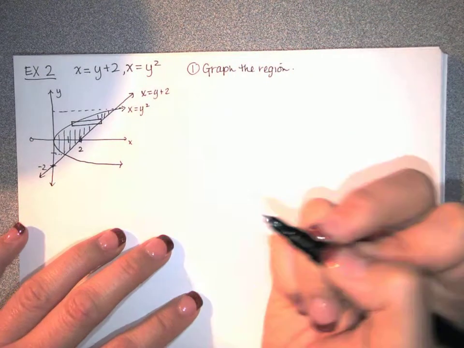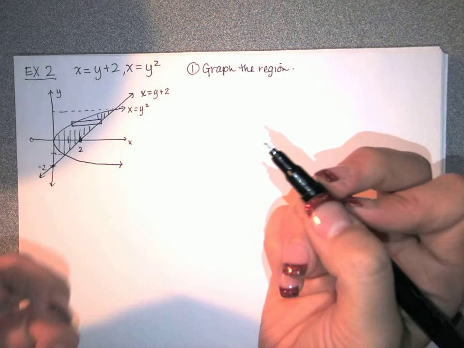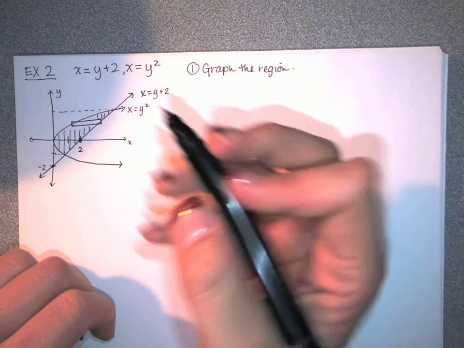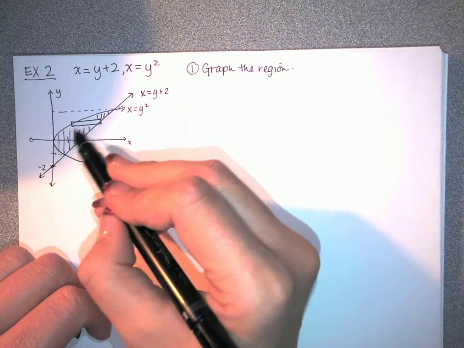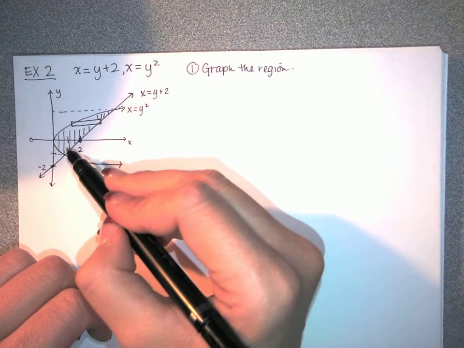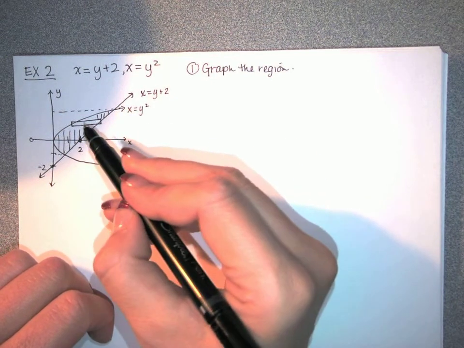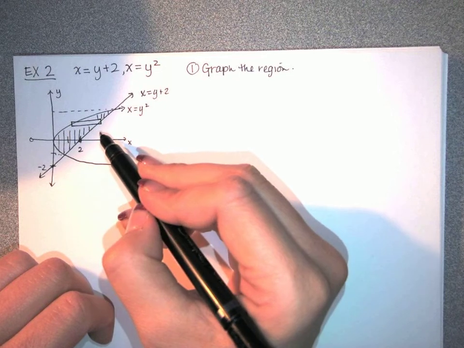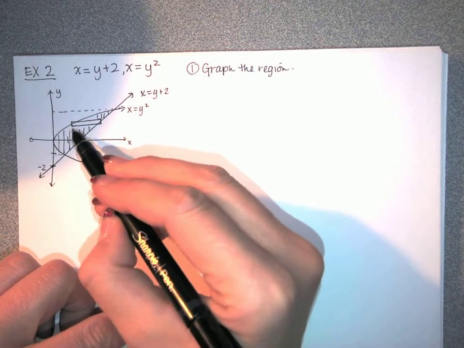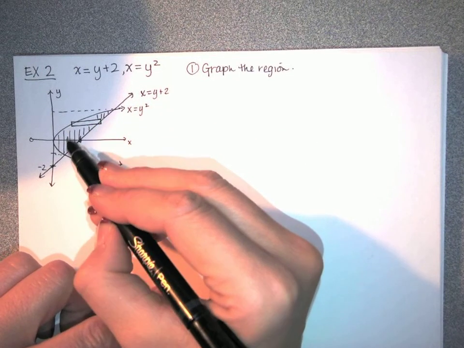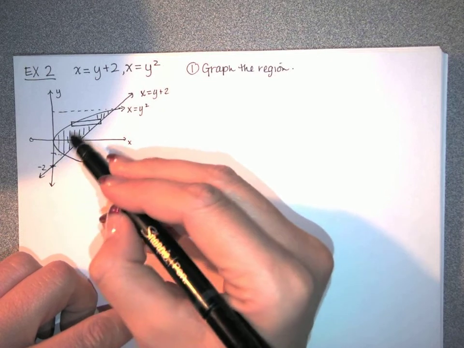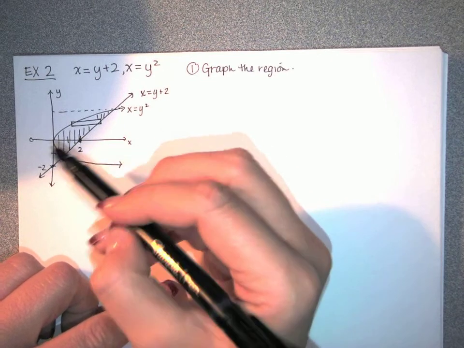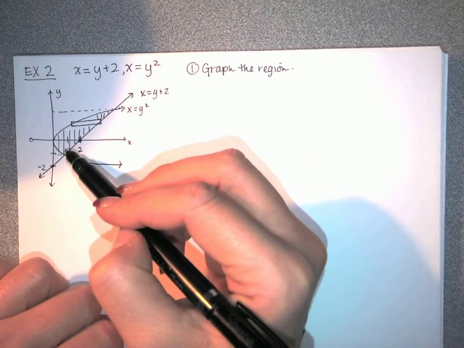And then when we look at the picture, we decide if we want to integrate with respect to x or y. If we're going from a left function to a right function, and we only have one function on the left the whole time and only one function on the right, we're going to draw horizontal rectangles. If we only have one top function the whole time and only one bottom function, we might draw our rectangles vertically.